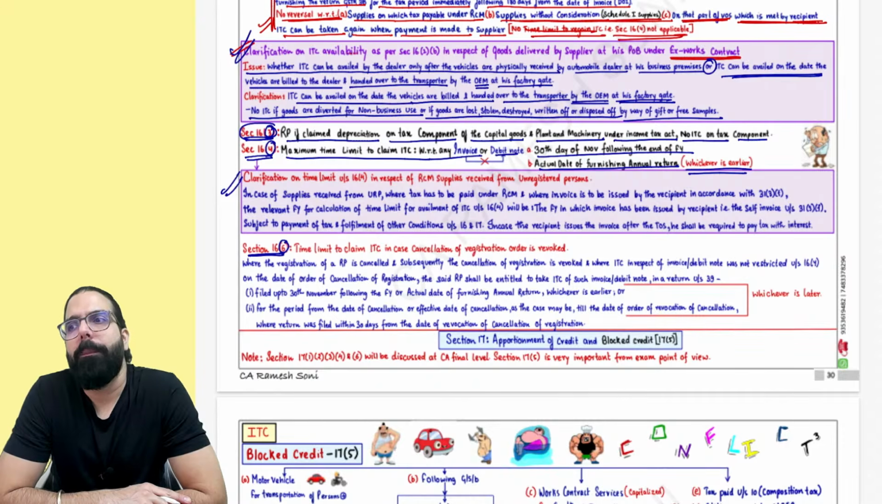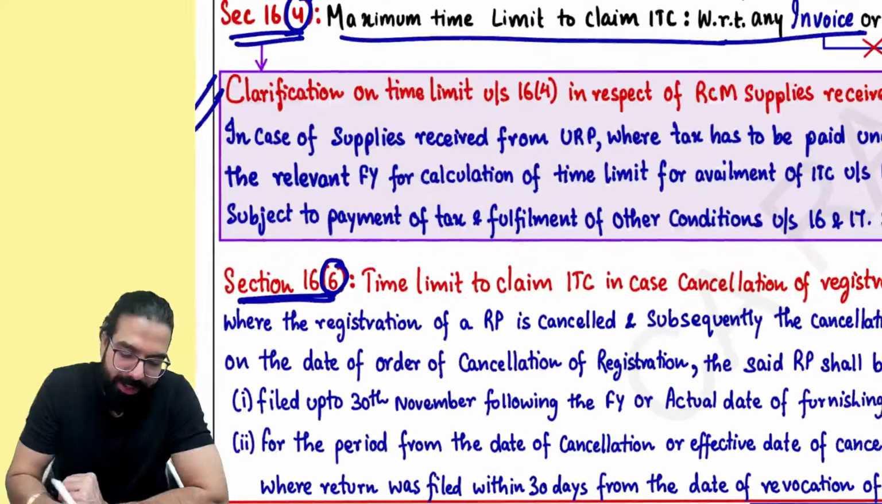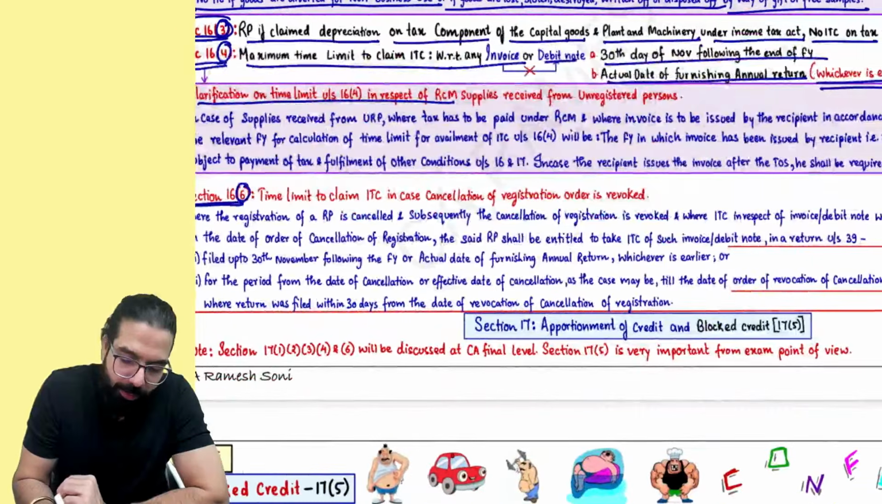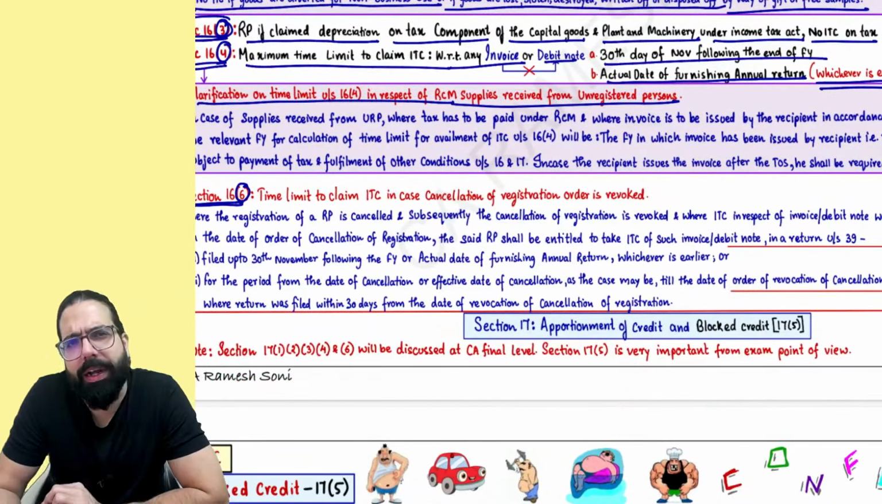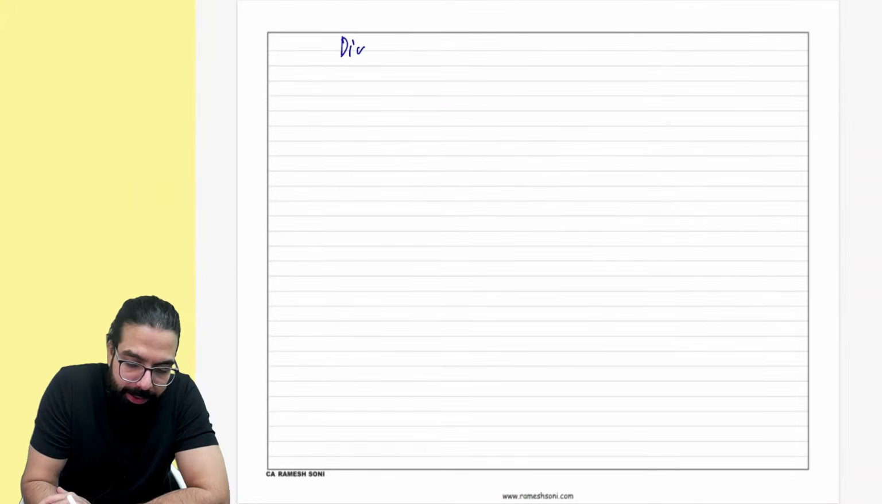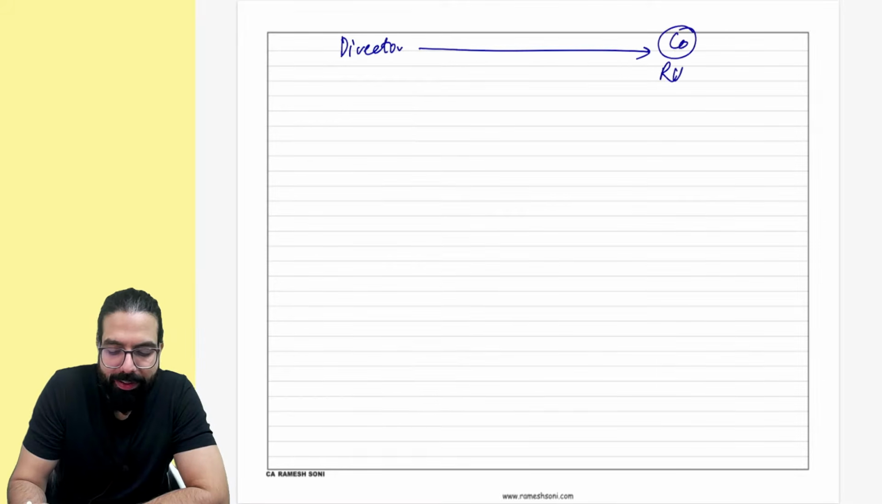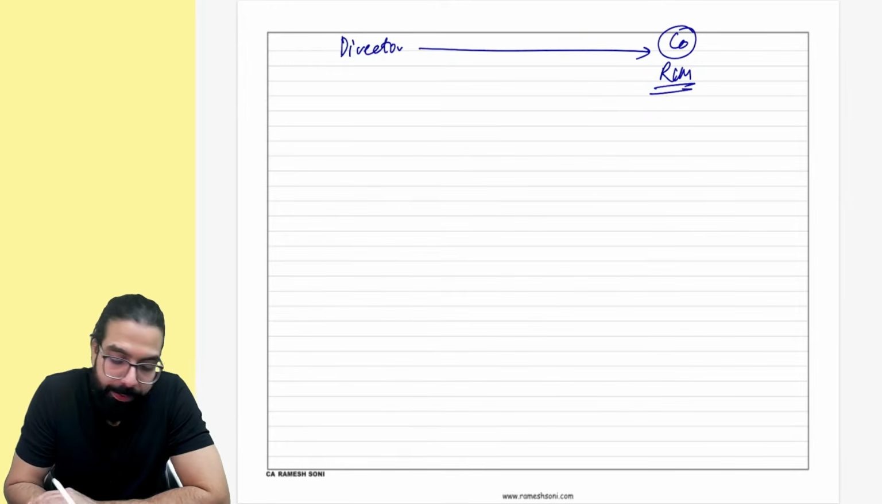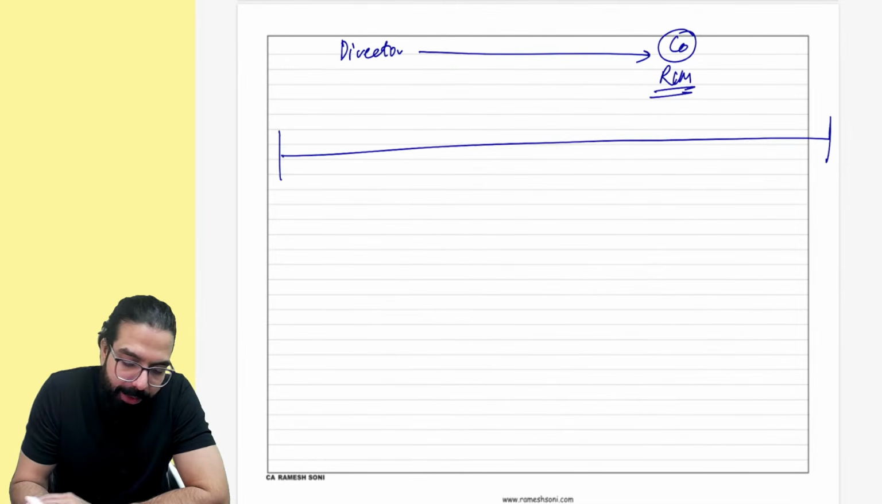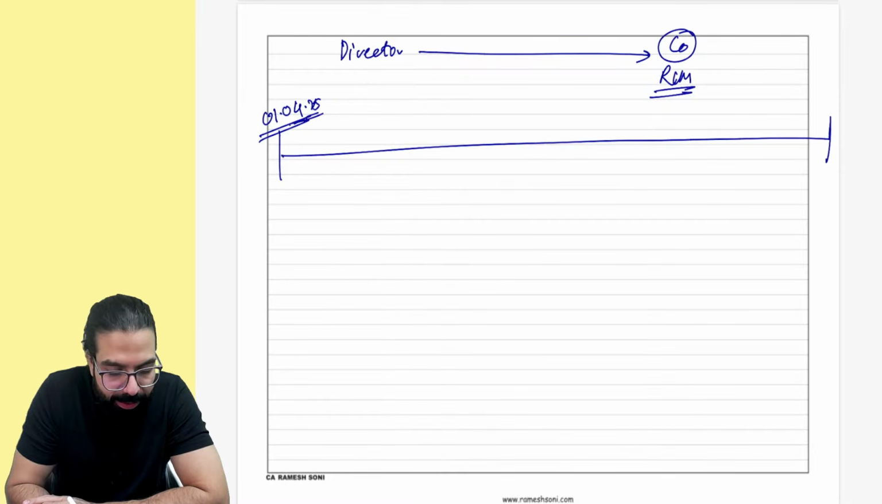For example, now you have to pay GST under RCM. In case of RCM supplies, when do I get the credit is the question over here. For example, one director is there. The director gave services to the company. This is the company. The company should pay GST under RCM. For example, the director gave the services on 1st of April 2025. Everyone listen carefully.